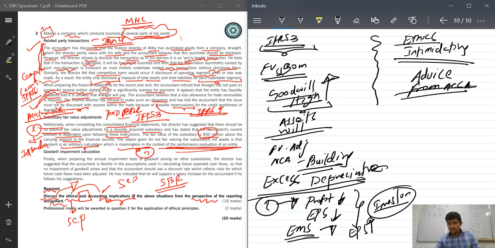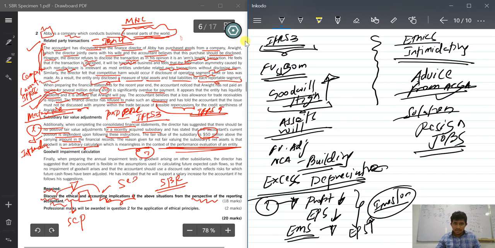And one thing you should keep in mind: suppose there is no solution at the end, the last resort should be to resign the job. Students, again, you can check the answers for how to structure this. I have clearly mentioned it. Students, now what I'm going to do is the goodwill impairment calculation.